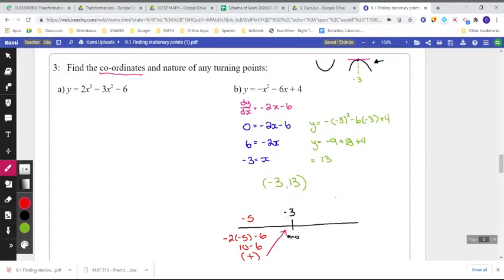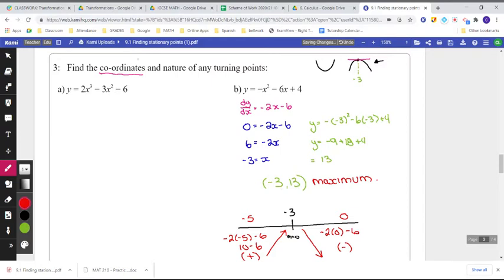Now we're going to put in any value that is greater than negative 3. If you can, always use 0. 0 is a nice number to work with. Again, because we're talking about slope, we want to put it into our derivative function. So we're going to go negative 2 times 0 minus 6. Well, 0 minus 6 is in fact going to give me a negative answer. Negative answers tell me that I am decreasing after this point. So if I was increasing, then decided to turn around and start decreasing, this is in fact a maximum point.